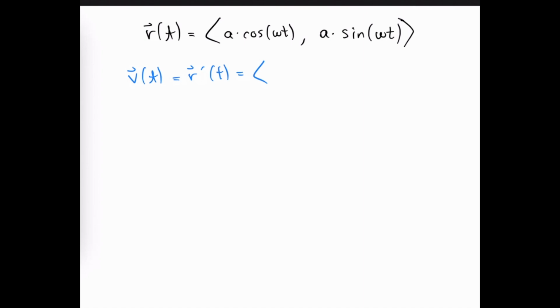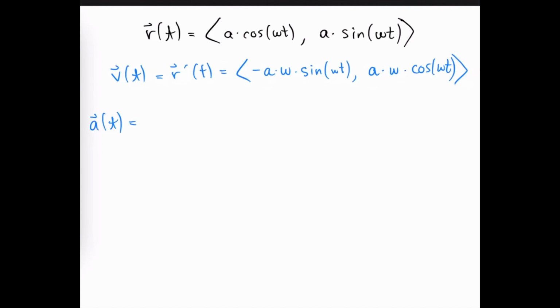So the derivative of cosine is minus sine, so we're going to have minus a times the omega that comes from the chain rule, and then we're looking at the sine of omega t inside here. And then the derivative of the second component, the derivative of sine is cosine, so we're going to have the constant multiple a times the constant omega that comes from the chain rule, and then we're going to multiply that by the cosine of omega t, close pointy brackets.